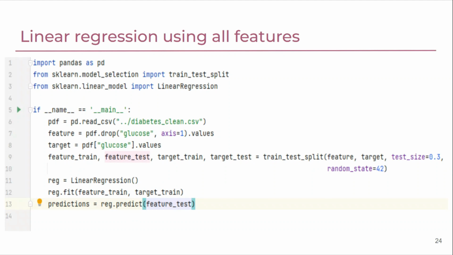Let's perform linear regression to predict blood glucose levels using all of the features from the diabetes dataset. We import LinearRegression from sklearn.linear_model. Then we split the data into training and test sets, instantiate the model, fit it on the training set, and predict on the test set. Note that linear regression in scikit-learn performs OLS under the hood.